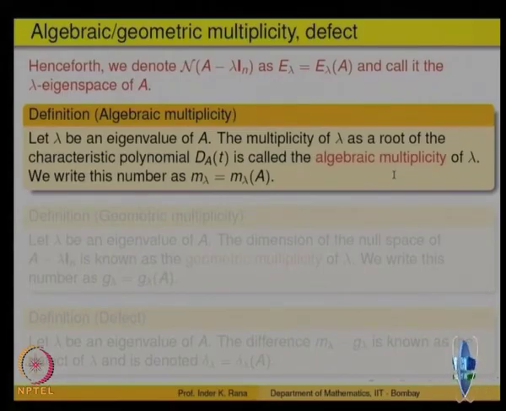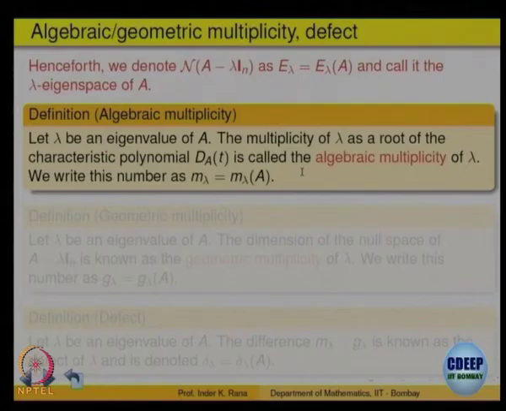As a root of the characteristic polynomial, it will appear at least once, because it is a root. It may appear twice, thrice, or many times. The number of times it appears is called the algebraic multiplicity of the eigenvalue, and we denote it by m lambda, or m lambda of A, if you want to stress that it is the matrix A. That is the algebraic multiplicity.